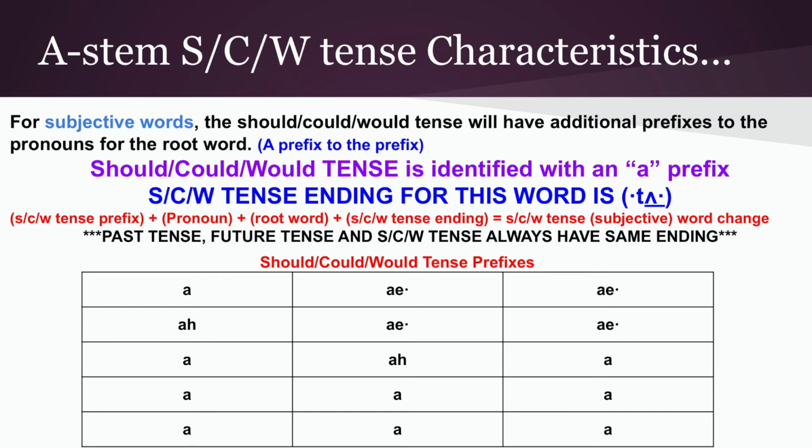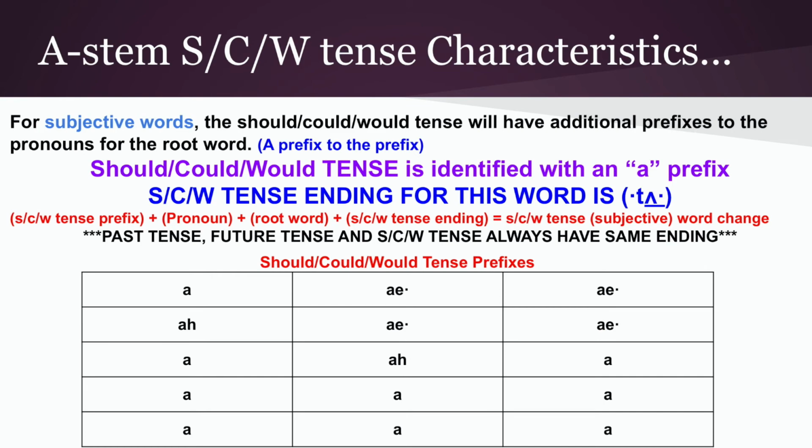the past tense. That's important to know because that E drag happens in the same spots in the past tense that it happens in the should, could, or would tense. So just remember that. Now instead of being a WE drag, it's not the past tense, it's an AE drag, okay? But it's in the same spots. So just be aware of that.